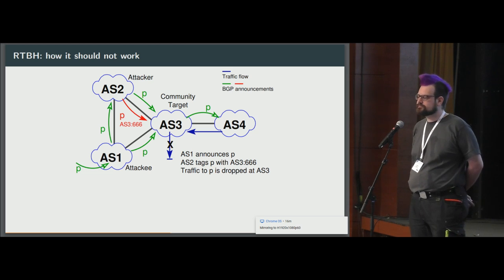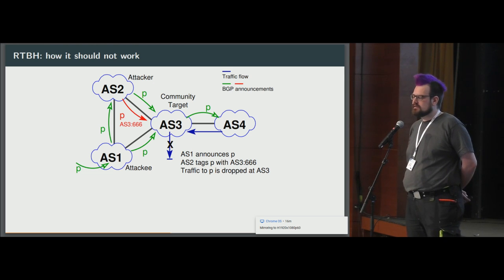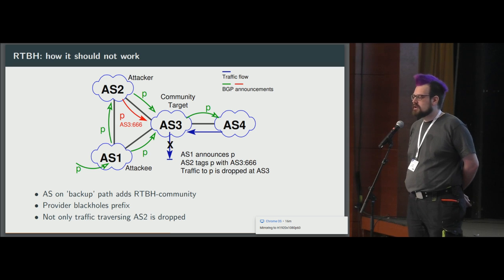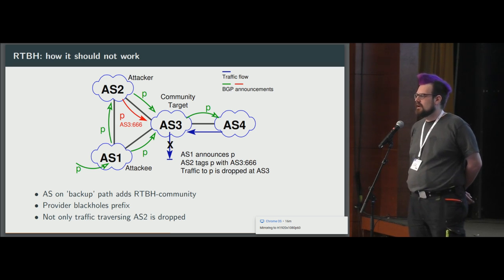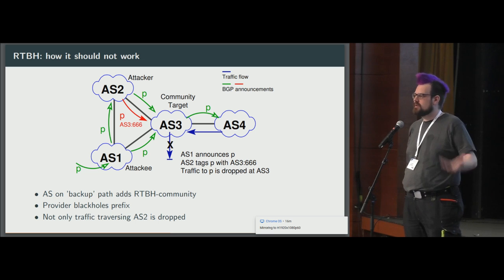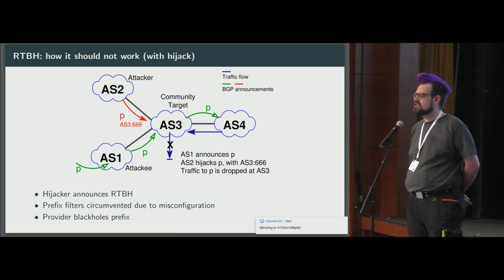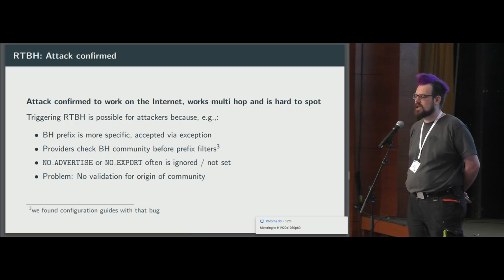And the other problem that we noticed is that this is even possible if AS2 is not involved in any connection to AS1 at all. So AS2 can just hijack the prefix P and announce the prefix P with the blackholing community set. And we noticed that in some cases, we are able to circumvent ACLs and prefix filter lists because the blackholing community is checked before any prefix filter lists are applied.